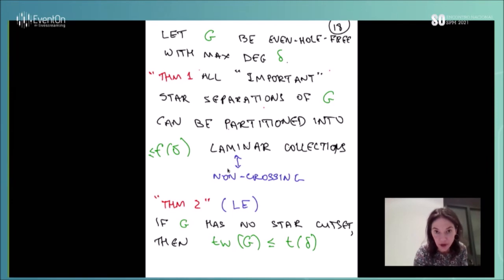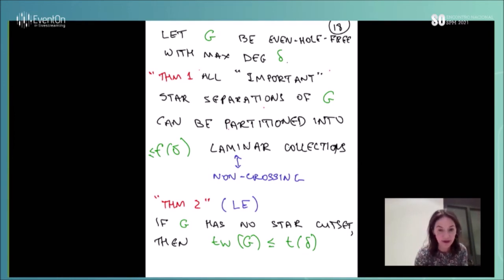Laminar and non-crossing is the same. So it's not true that they're all non-crossing like the Robertson-Seymour theorems want them to be, but it is true that you can partition them into boundedly many non-crossing collections. So let's think of it as, instead of having dimension 1, it now has bounded dimension. That's not so bad, right? There's some hope there. And then the second theorem is that if there's no star separation, no star cut set, then the tree width is bounded as a function of max degree.